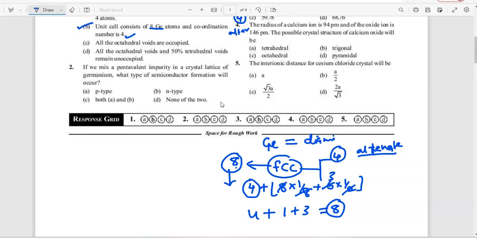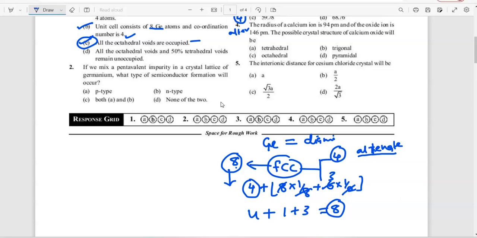Next option: all the octahedral voids are occupied. In diamond, only tetrahedral voids are occupied, but octahedral voids are not occupied. They are asking which one is not correct, so this one is not correct. Option C is not correct with respect to this question.